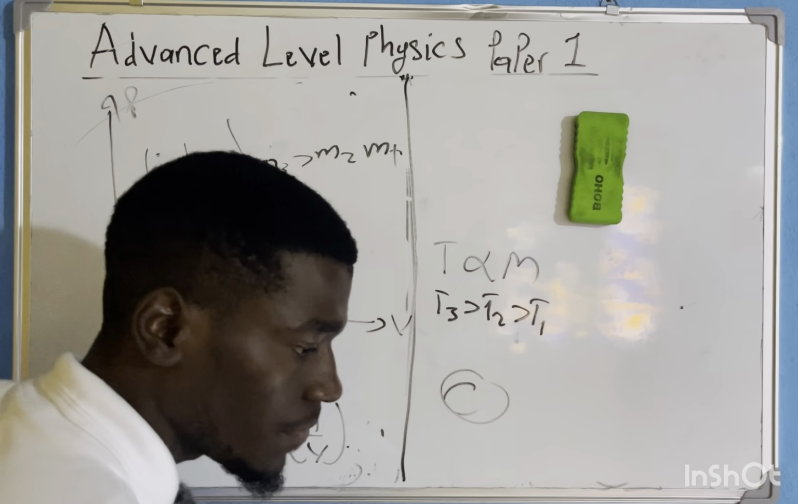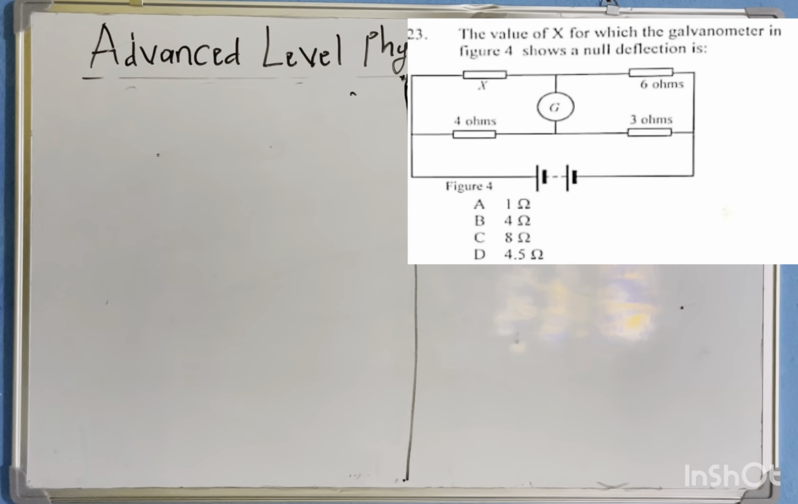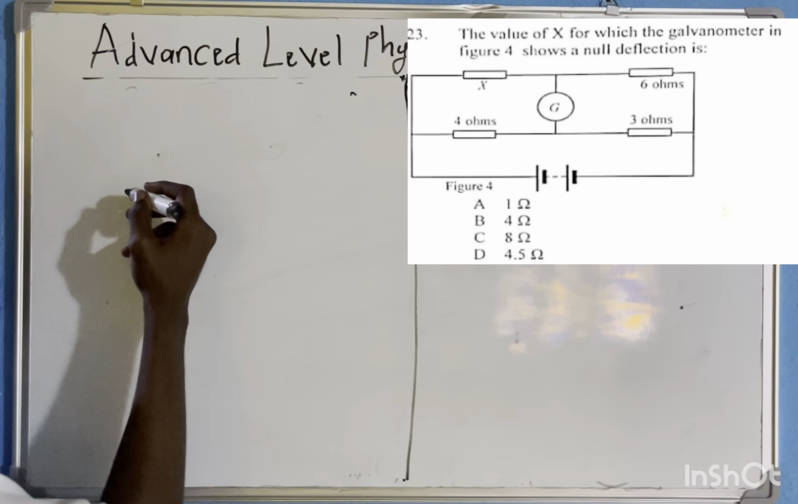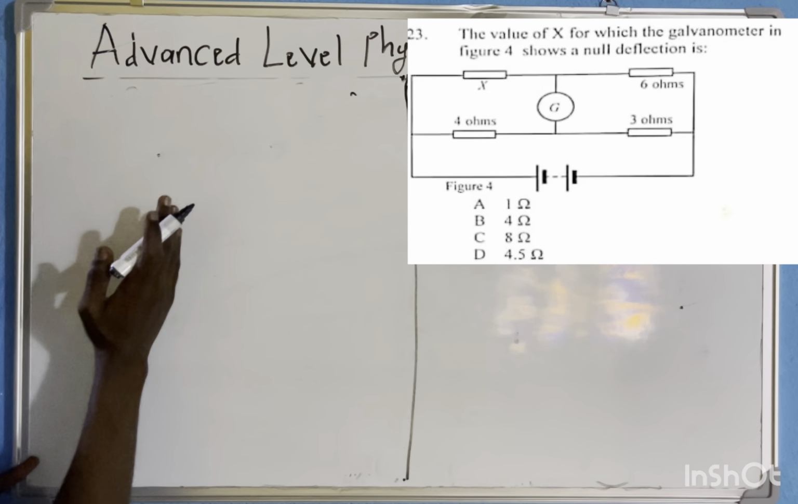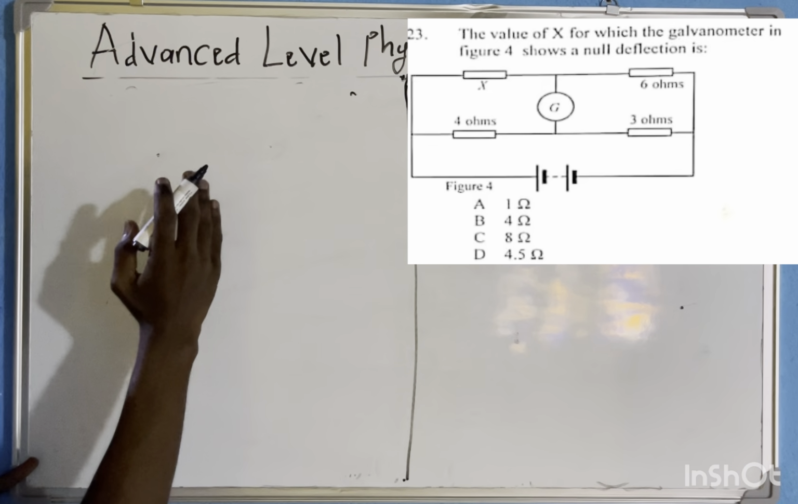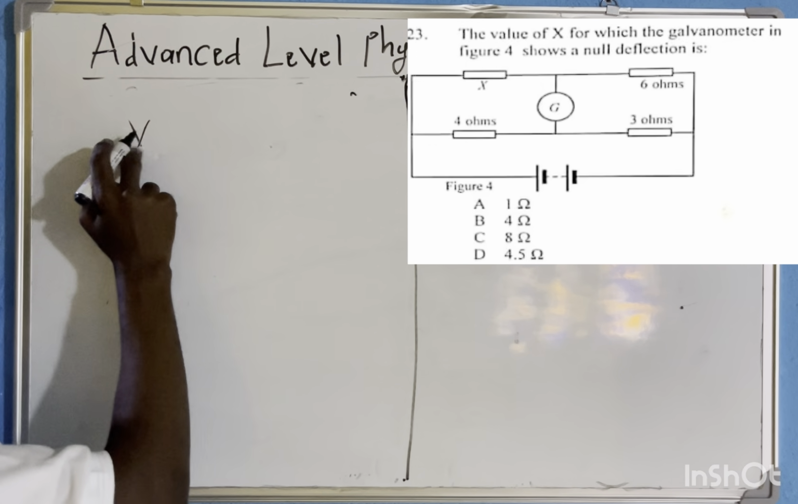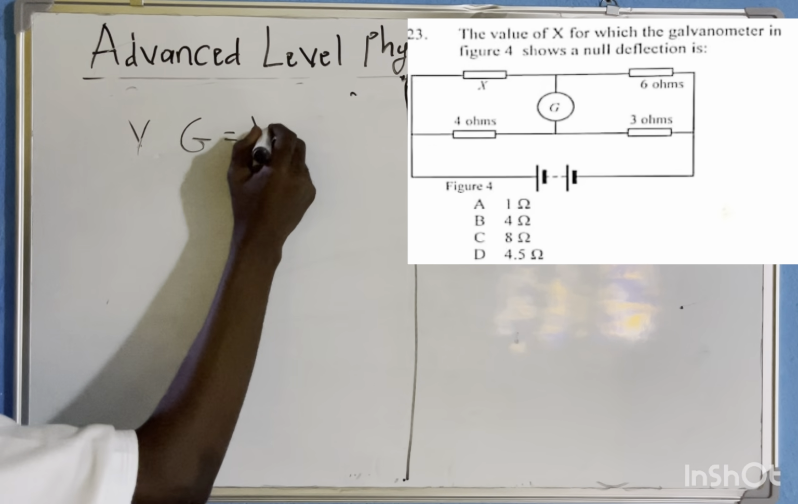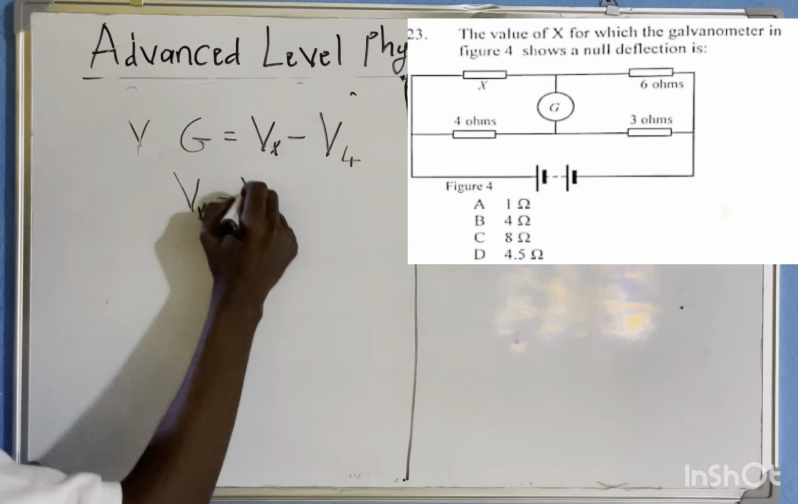Okay, now next question. The value of X for which the galvanometer in figure 4 shows a null deflection. Null deflection means that the PD across its ends is 0. As simple as that. And if the PD across its ends is 0, remember that the galvanometer is measuring the potential difference between X and 4 ohms and between 6 and 3 ohms. It means that the voltage across the galvanometer should be equal to the voltage across X minus the voltage across 4 ohms. If this is 0, it means that the voltage across X should be equal to the voltage across 4.